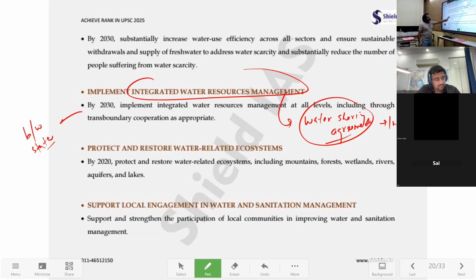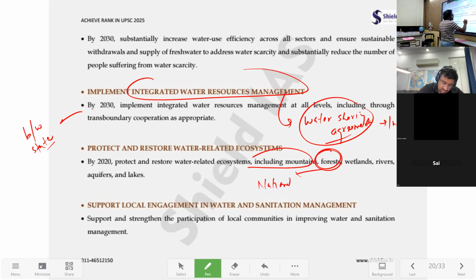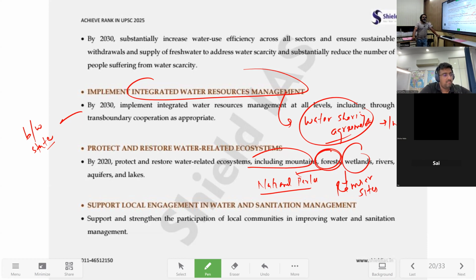Next comes protect and restore water related ecosystems. Water related ecosystems are mountains and forests. That's why there's a requirement for national parks and wildlife sanctuaries, so that the forests are conserved. The forests act as a mechanism for maintaining the water cycle, conserving water resources, maintaining the groundwater level, and protecting various surface water bodies within them. For wetlands, that's why we talk about Ramsar sites. River cleaning becomes important. Cleaning of aquifers and lakes becomes important.